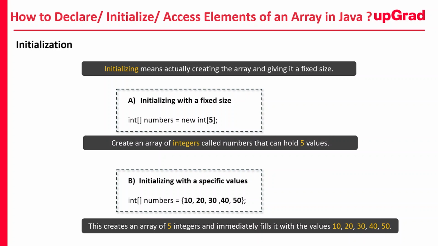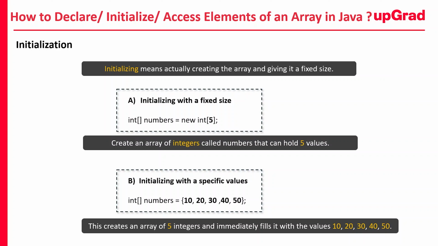So you can create and initialize an array with specific values all at once. As we can see on the screen, int numbers, then we have specified the values 10, 20, 30, 40 and 50. So this creates an array of 5 integers and immediately fills it with values like 10, 20, 30, 40 and 50. So you don't need to specify the size like new int 5 because Java knows the size based on the number of values you have provided. So it's that simple.